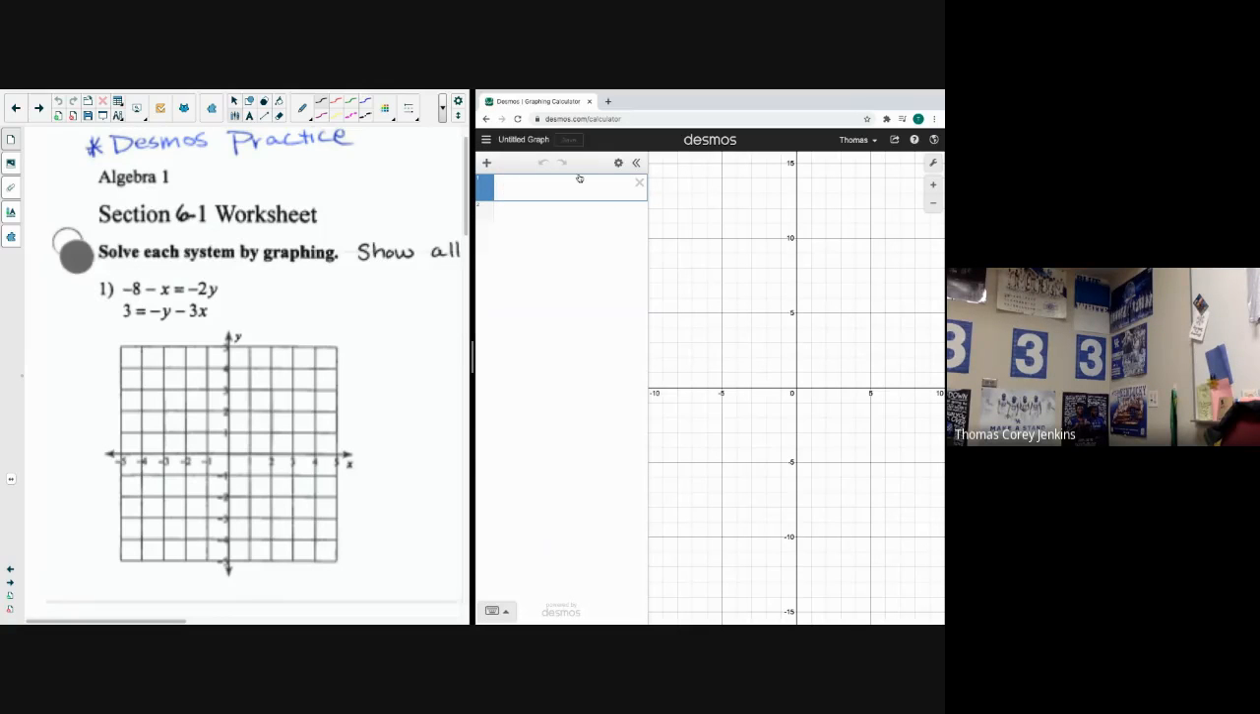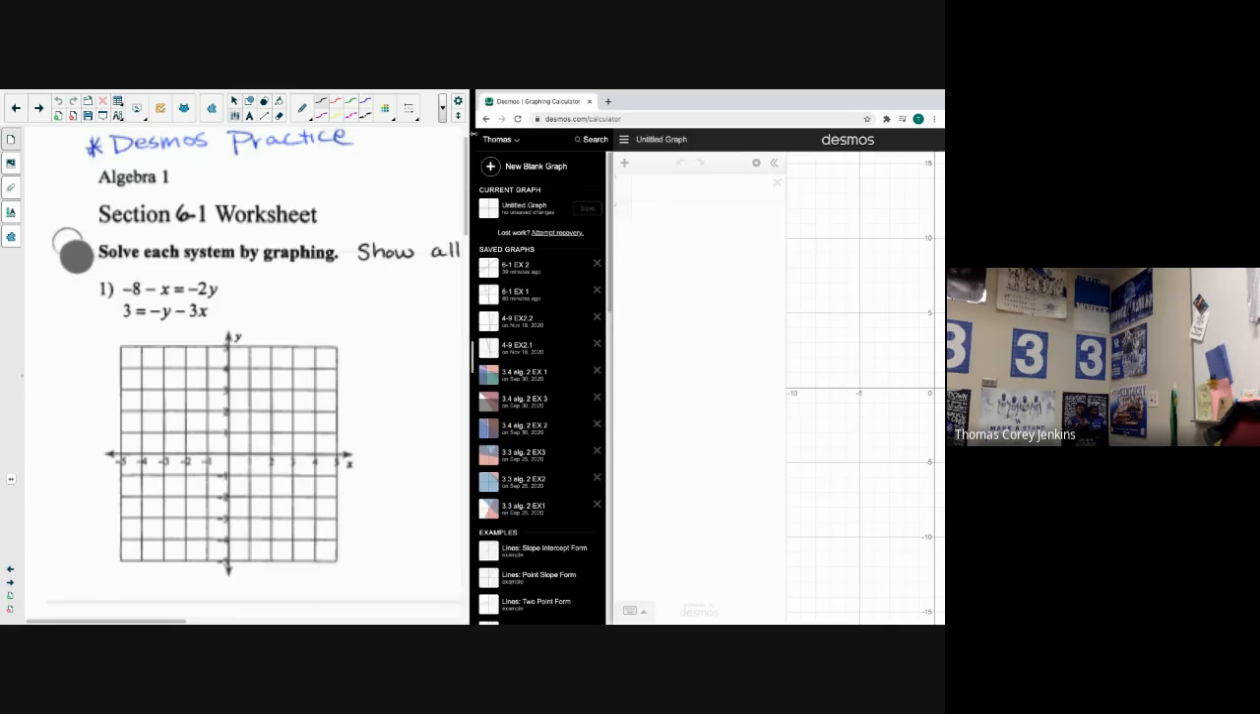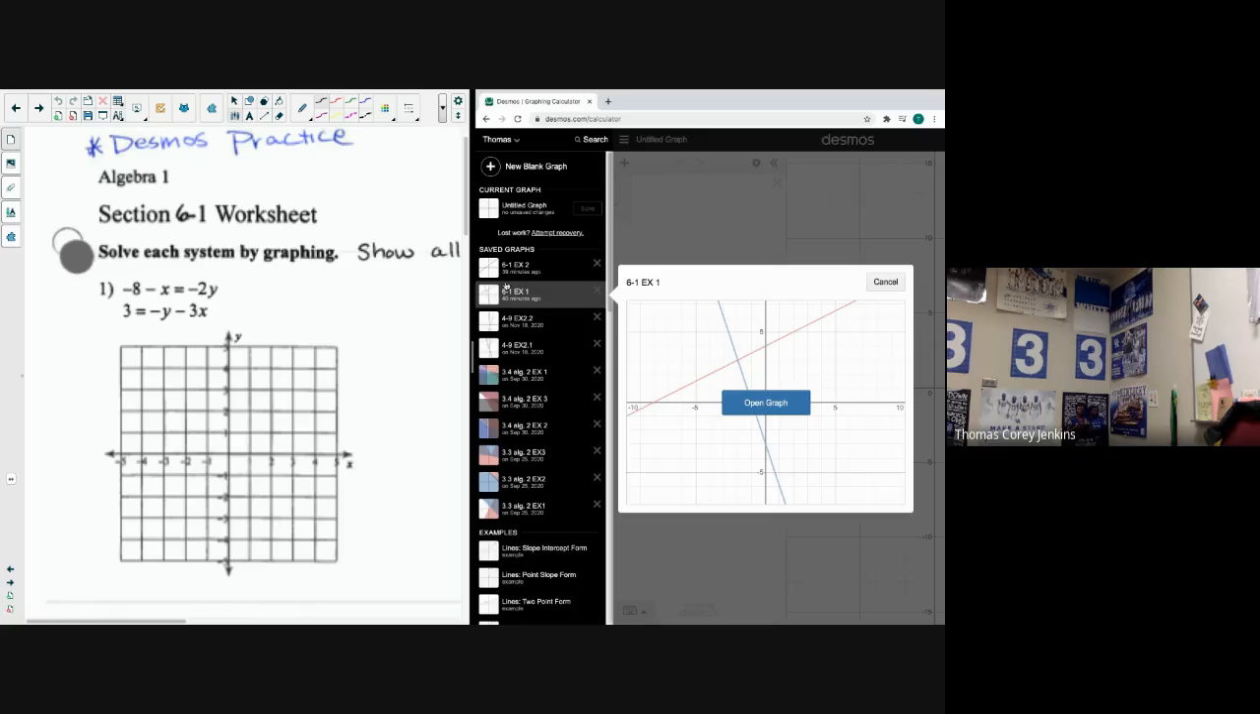And then these lines you can type in, all right? So this is where you would type the top equation: -8 minus x equals -2y. You don't have to worry about solving for y. And then you'd hit enter to bring up another line, or you could hit that plus thing right there, and then you would type 3 equals -y minus 3x. Okay, I've gone ahead and done both of those, so I'm going to just pull that up.